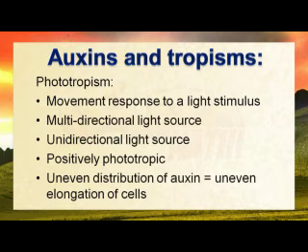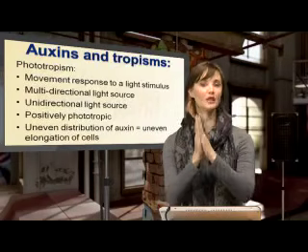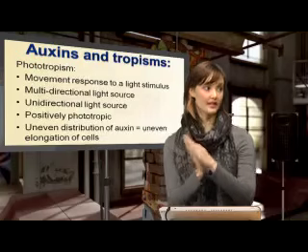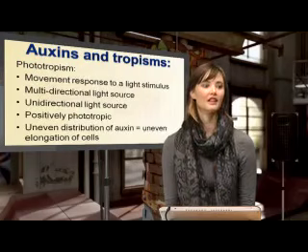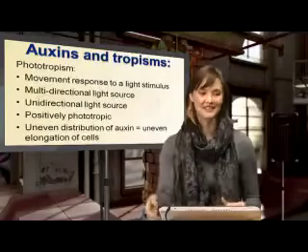Now, there's always an uneven distribution of auxin if the light is unidirectional, and that's why we get that uneven elongation of cells and we get that movement of the stem. Okay, you guys still with me? Yes. You look very confused. Just taking it all in.